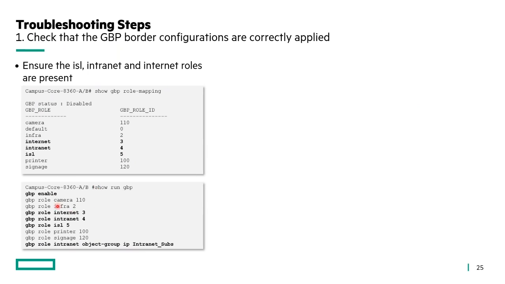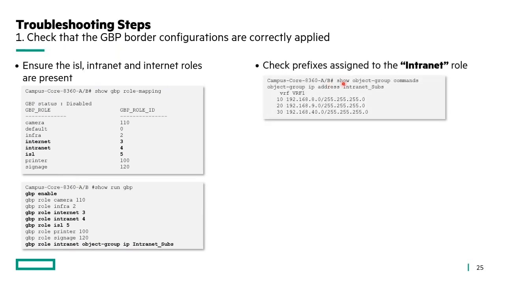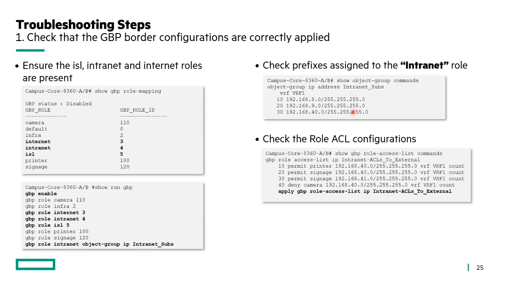Just showing, yeah, so in both cases, just showing that these are present. You want to check that the prefixes are assigned to the internet role via the object group commands that you see here. This is just an example for v4. Check the role ACL configurations with the show commands, verify that those are correct.